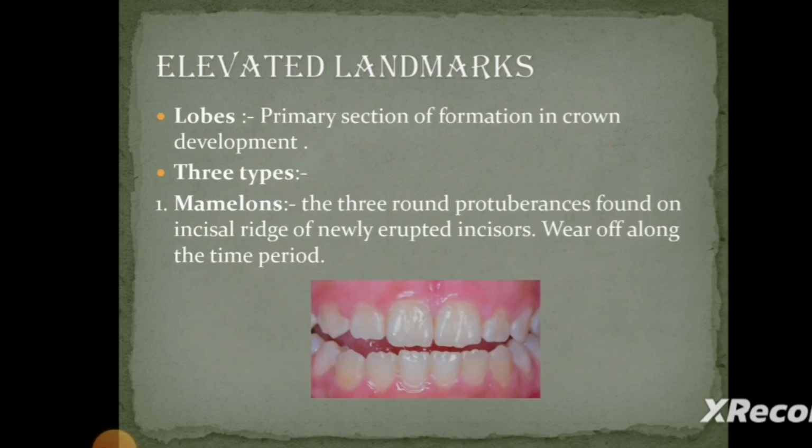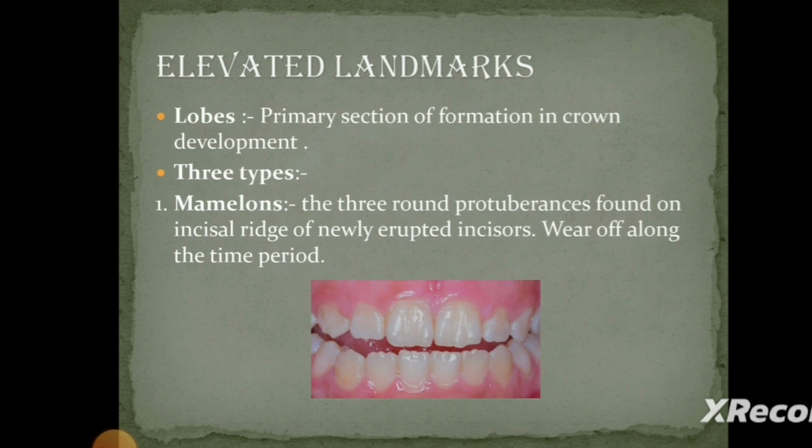First of all, we will learn about lobes. These are the primary section of formation in crown development. So basically we can say that when the enamel forms, there are some irregularities, and from that there are some round protuberances which are called lobes. These are of three types.